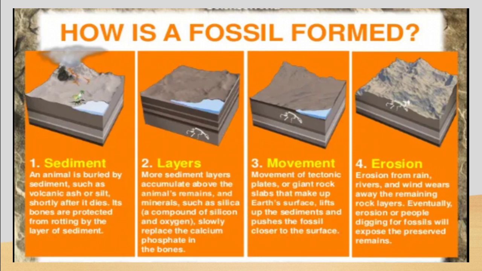In layers, more sediment layers accumulate above the animal's remains and minerals such as silica, a compound of silicon and oxygen, slowly replace the calcium phosphate in the bones. After layers is the movement of tectonic plates, or giant rock slabs that make up Earth's surface, which lifts up the sediment and pushes the fossil closer to the surface.